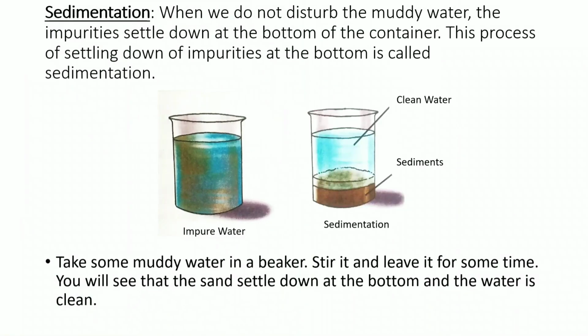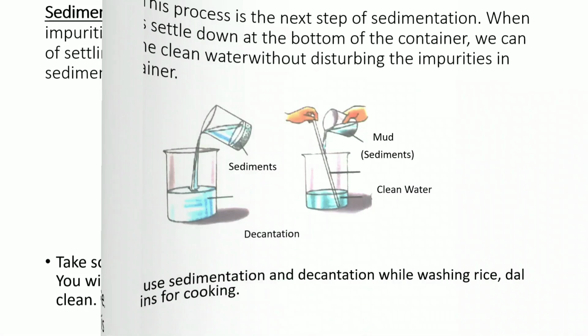So first, sedimentation. When we do not disturb muddy water, the impurities settle down at the bottom of the container. This process of settling down of impurities at the bottom is called sedimentation. The first picture shows impure water; in the second picture the impurities and sediments settle down and clean water appears at the uppermost part. Take some muddy water in a beaker, stir it and leave it for some time. You will see that the sand settles down at the bottom and the water is clean.